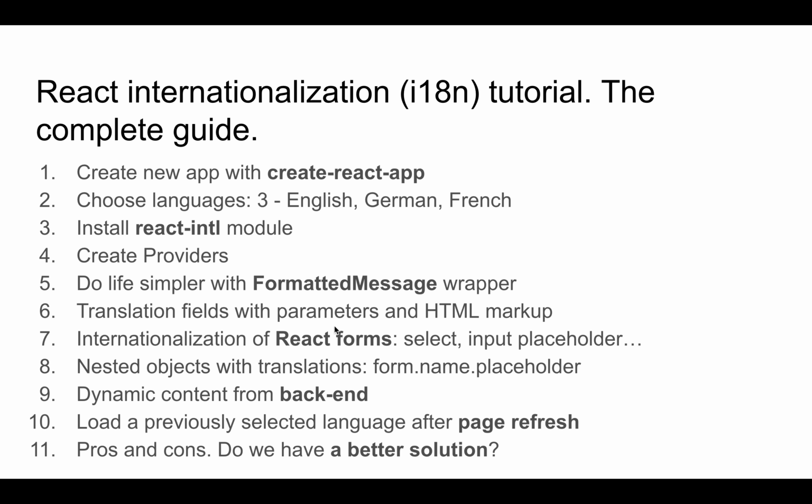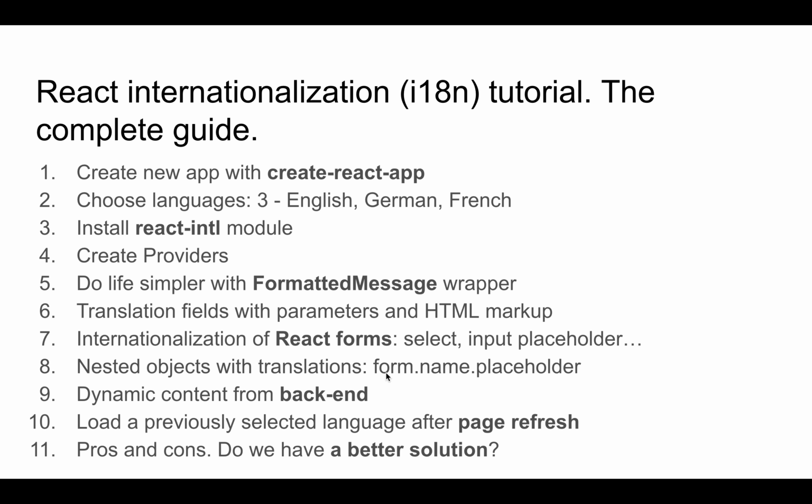The next one is translation fields with parameters and HTML markup, where we can pass different HTML and other components into our translation files. The next one, super important, is React forms. For example, we previously had problems with select and input placeholders, where there was an object translation instead of the text we need. The next one is nested objects with translation.